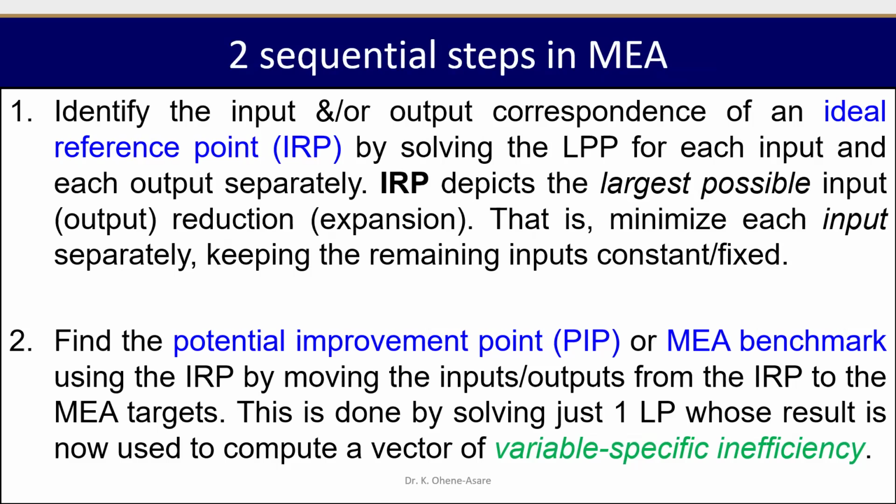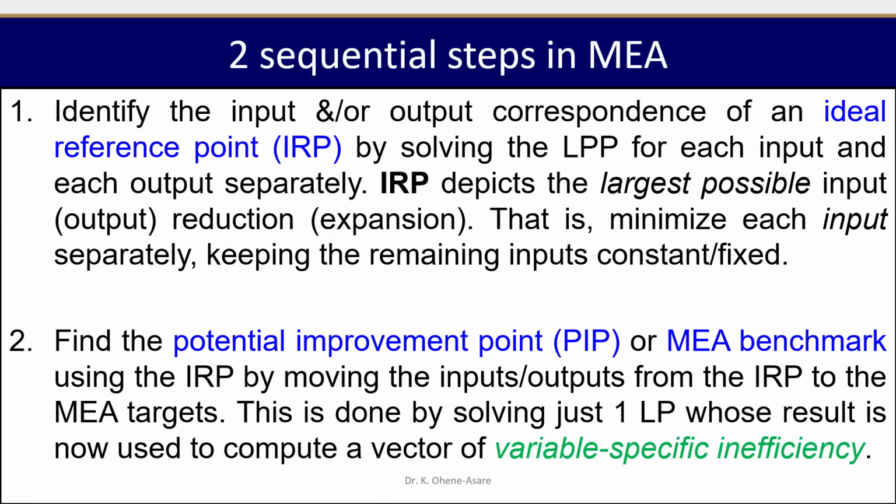Emily, have you looked at point 2? No, Doc. Okay, so point 2 says find the potential improvement points. That's the PIP, also known as the MEA benchmark. And you do so by using the IRP, by moving the input and output from the ideal reference point to the MEA target. This is done by solving just one linear programming problem, whose result is then used to compute a vector of variable-specific inefficiency.